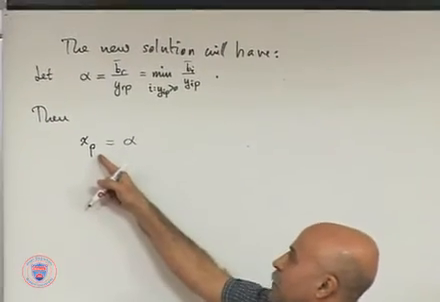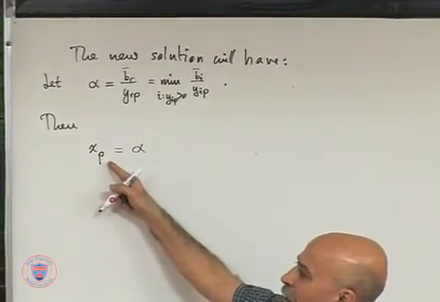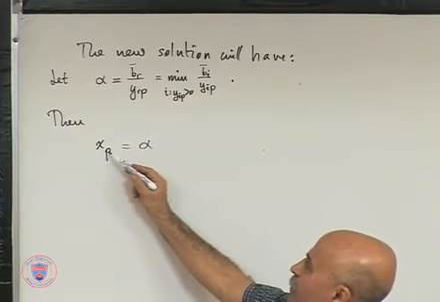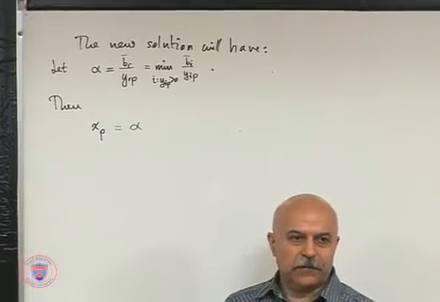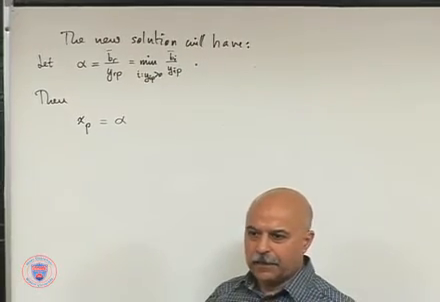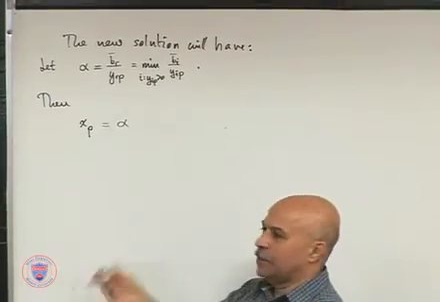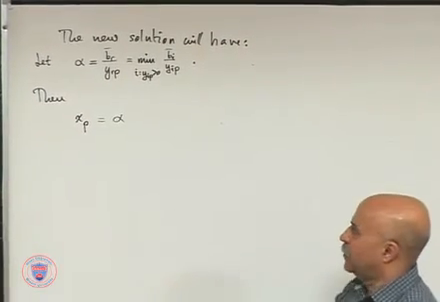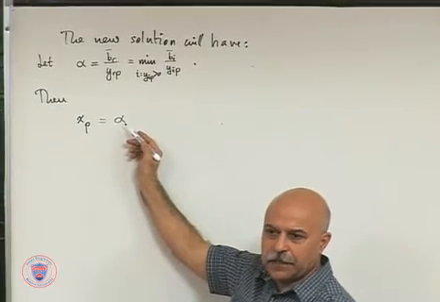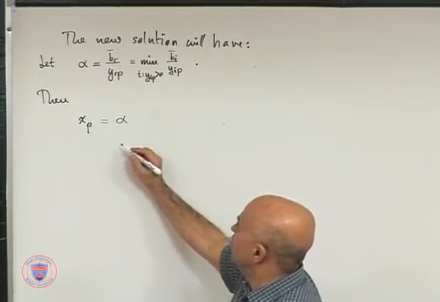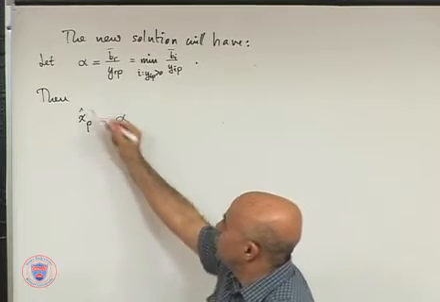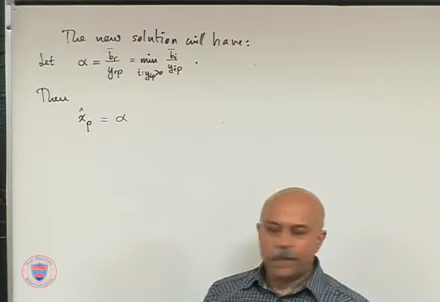But then, rather than making x_p smaller than alpha, you want to make it actually alpha, because each unit increase in the value of x_p gives you a reduction in z. So you want to make it the largest that you are allowed to make it. So you want to make x_p alpha. Let's call that the new solution value.